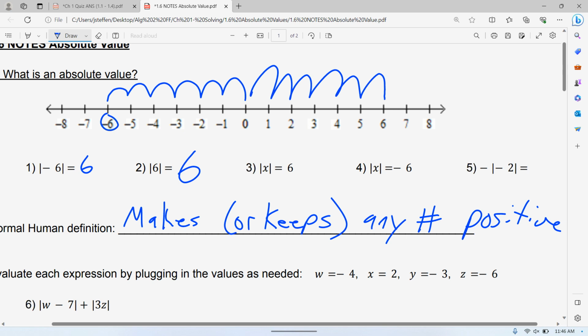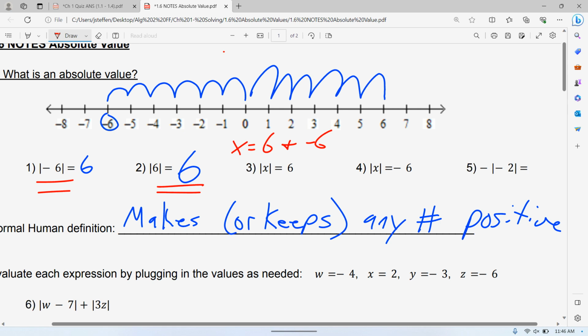So now going back, I should format this a little bit differently. Number 3 is actually kind of the basis of all the things we're going to be doing today. So number 3, the absolute value of x is equal to 6. What number could you sub in for x and it would make positive 6? You could sub in a positive 6, which is what we did here, or -6, like we did right here.